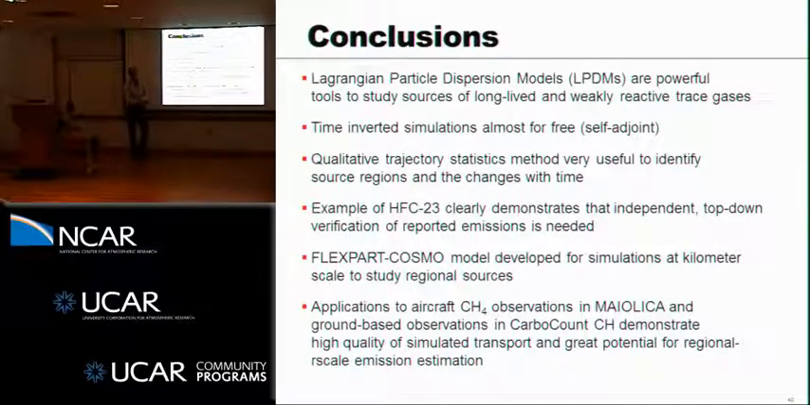Time-inverted simulations are very cheap. In the Eulerian model, building an adjoint model is something very tedious, so some people have called this Lagrangian model self-adjoint, because you just need to turn the sign of the advection term, and then you get the backward simulation. We use these qualitative trajectory statistics.